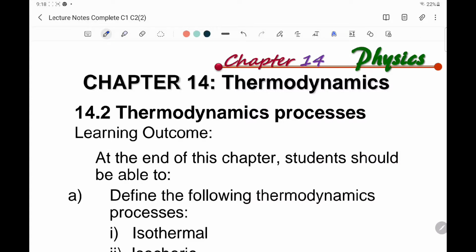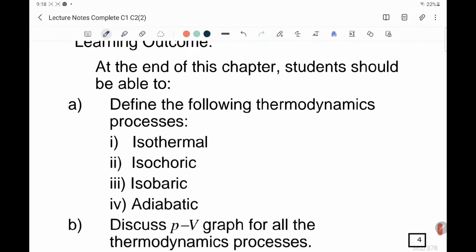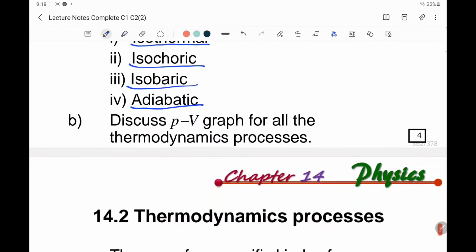Chapter 14, Thermodynamics. 14.2, Thermodynamics Processes. Learning outcome. At the end of this chapter, students should be able to: A. Define the following thermodynamics processes: isothermal process, isovolumetric process, isobaric process, and adiabatic process. B. Discuss PV graph for all the thermodynamics processes.